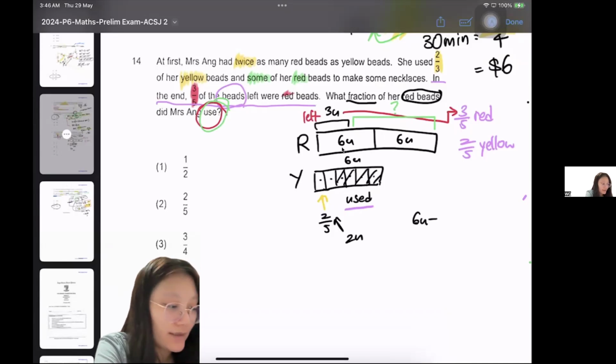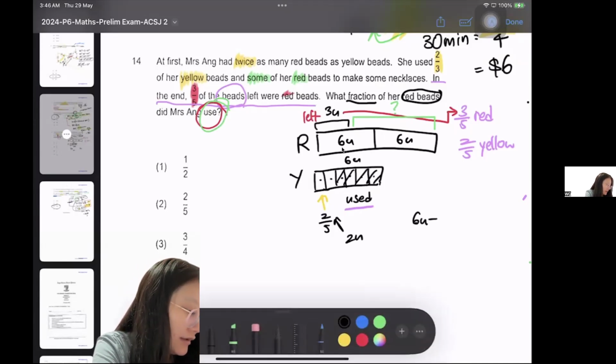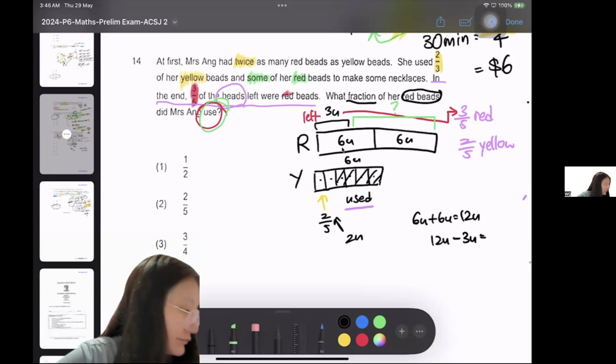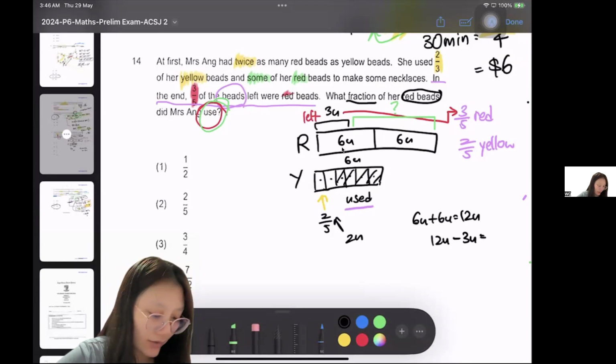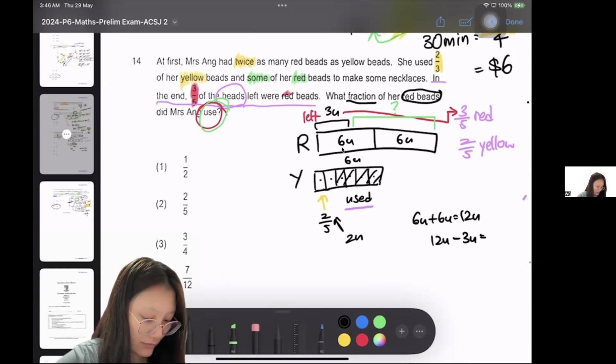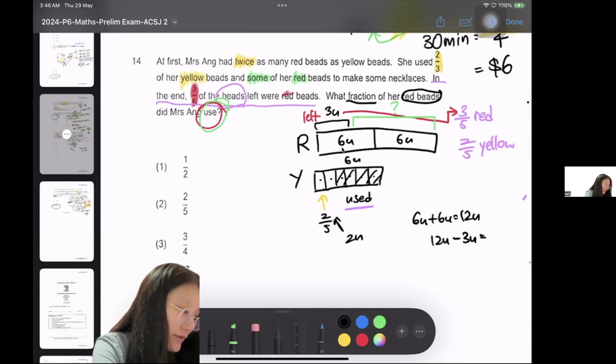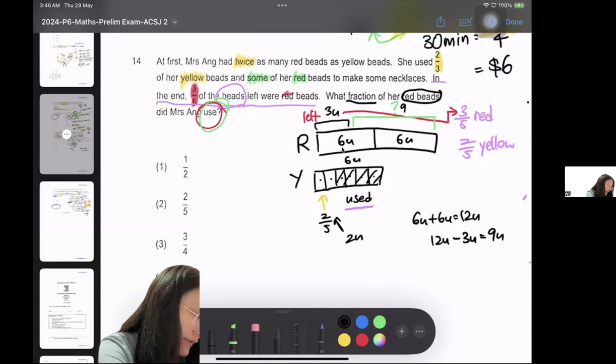6 units plus 6 units equals 12 units. 12 units minus 3 units equals, oh yeah, correct, okay. 12 minus 3 equals 9 units. So this over here is left with 9.